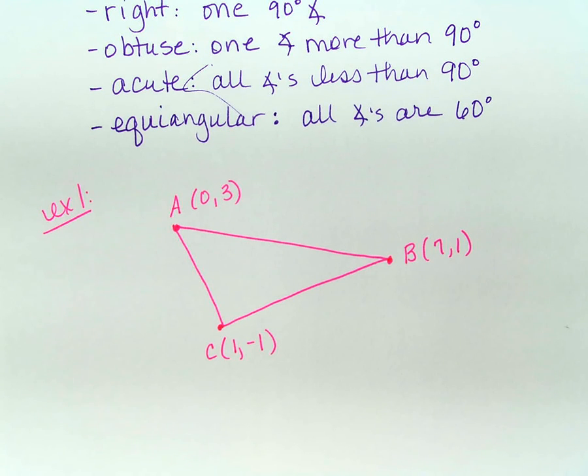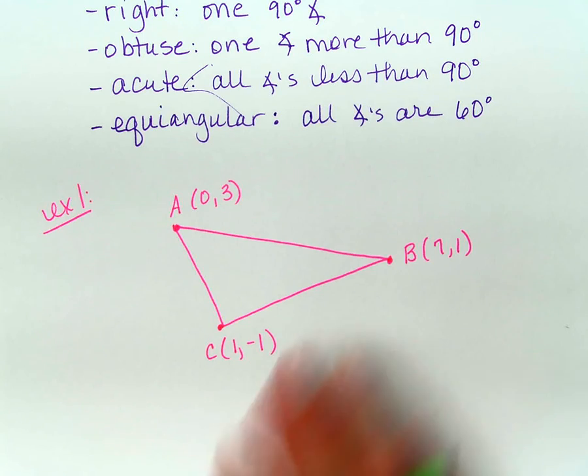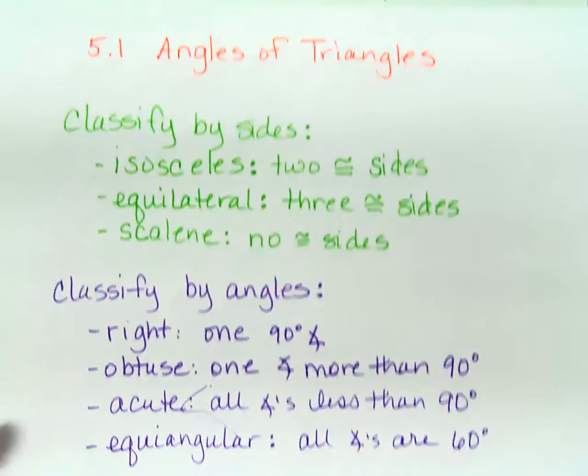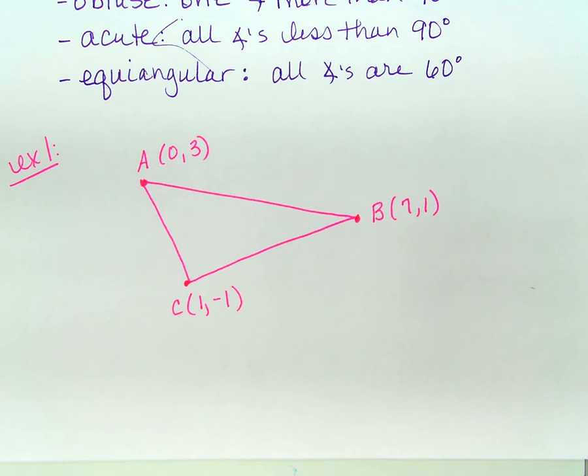So how do you want to classify it first? Because I'm going to ask you to classify it both by its side and by its angle. By sides or angle? Sides? Okay, so let's classify it by its sides first. If we're classifying it by its sides, what do we have to know about the sides? We got to know the length of each side, right? So is there any sort of formula you know that can help you find the distance? Oh, the distance formula. Okay. All right. So what is the distance formula? Do you know it off the top of your head?